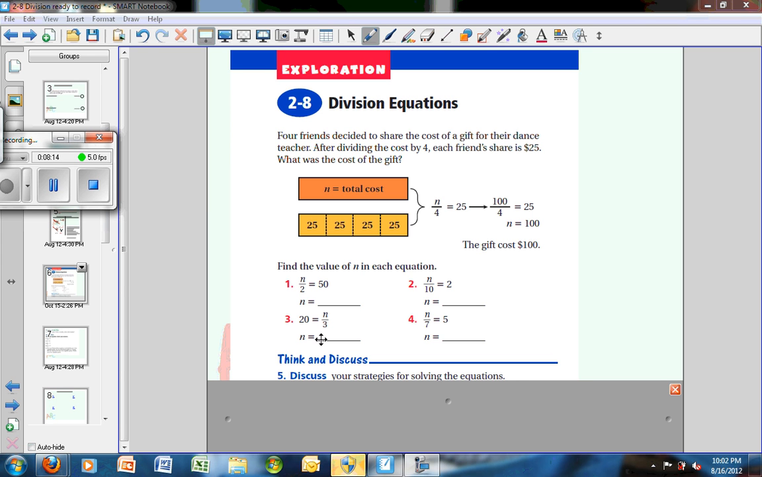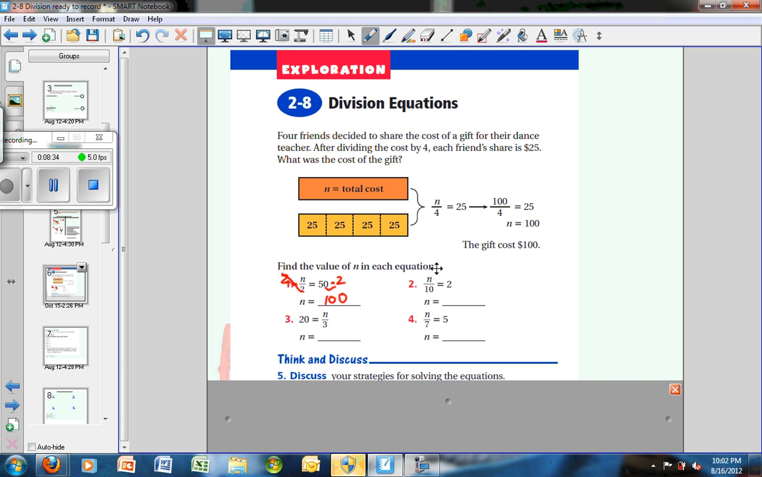All right, let's try a few of these problems down here quickly. Let's do our quick and short way to show our work. So again, I'm just going to write next to divide by 2 times 2 and cross it out, times 2 over here. So n is equal to 50 times 2, or 100.